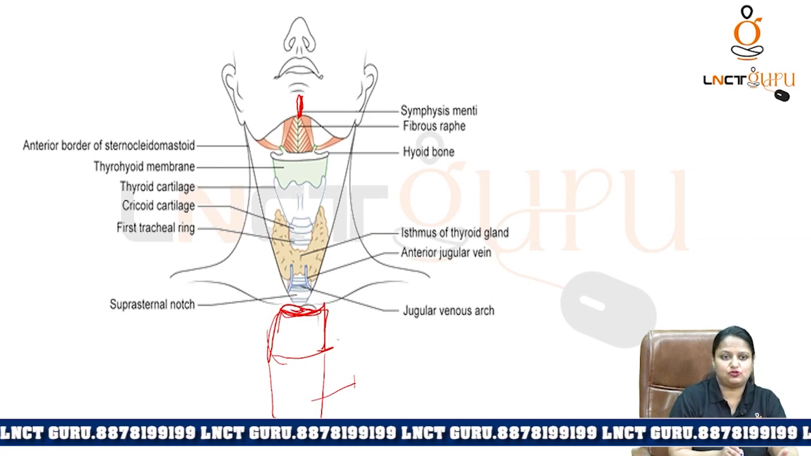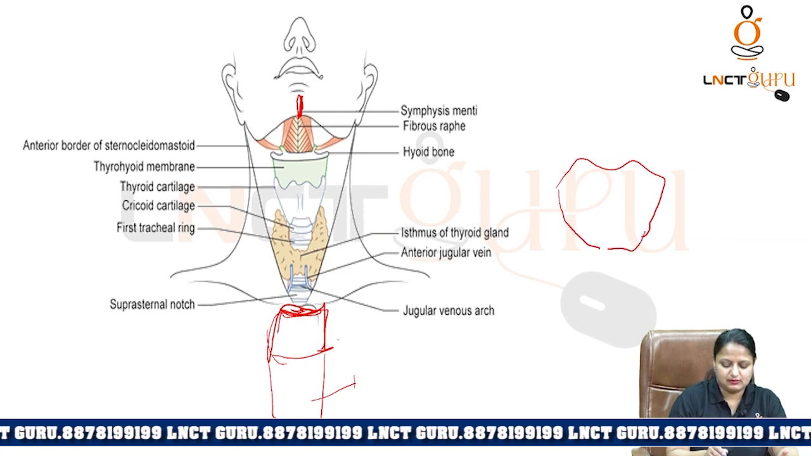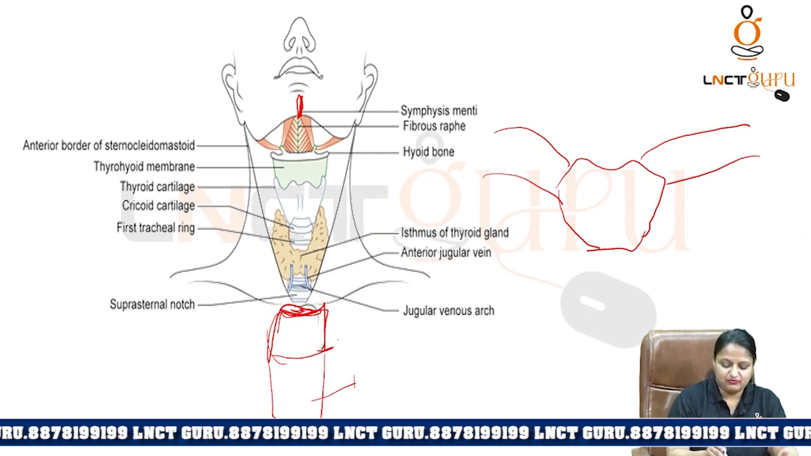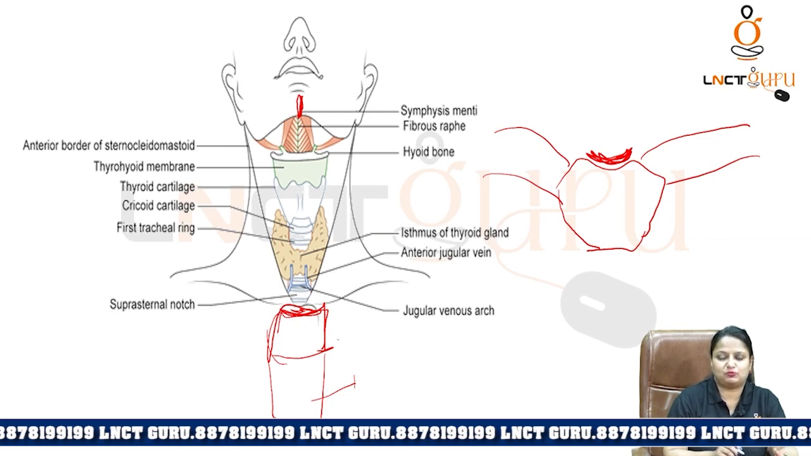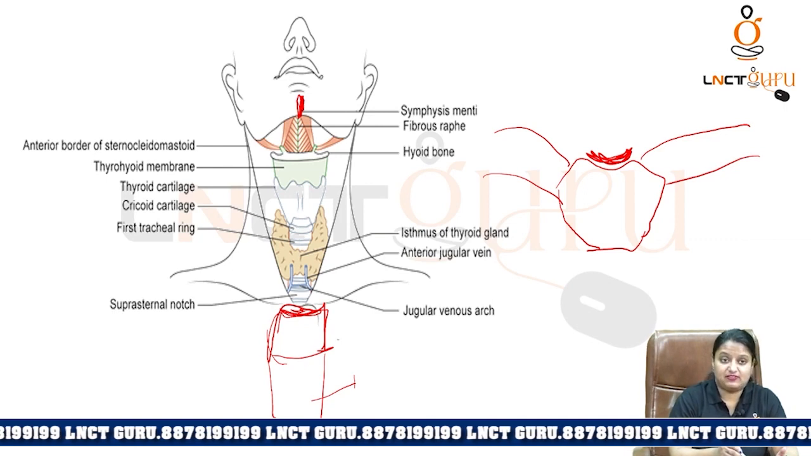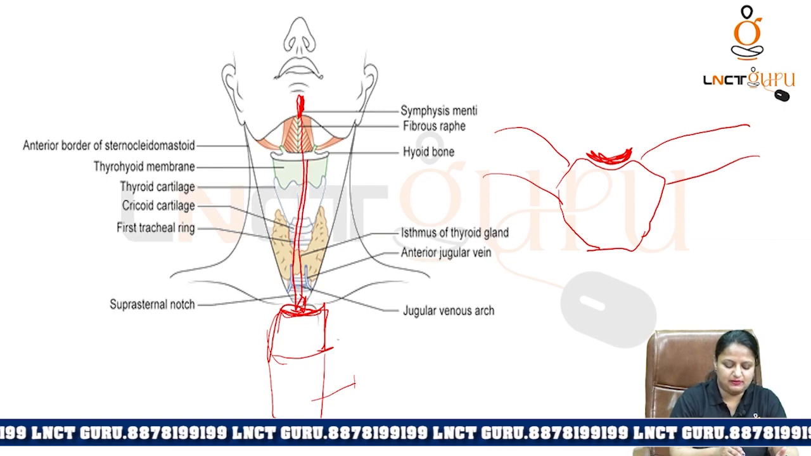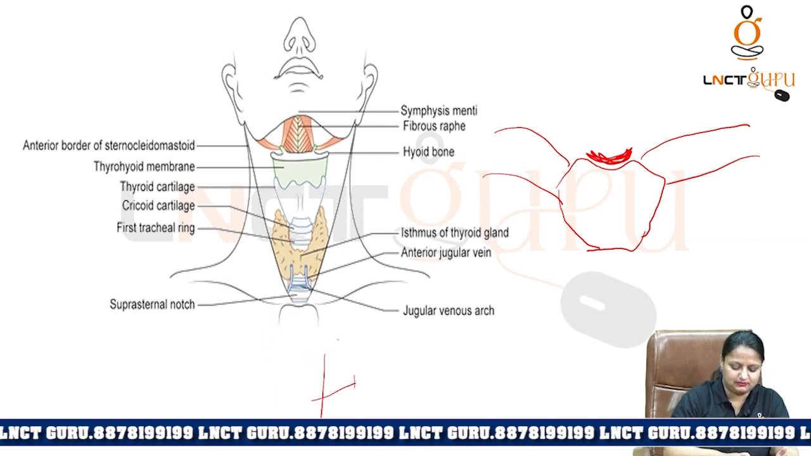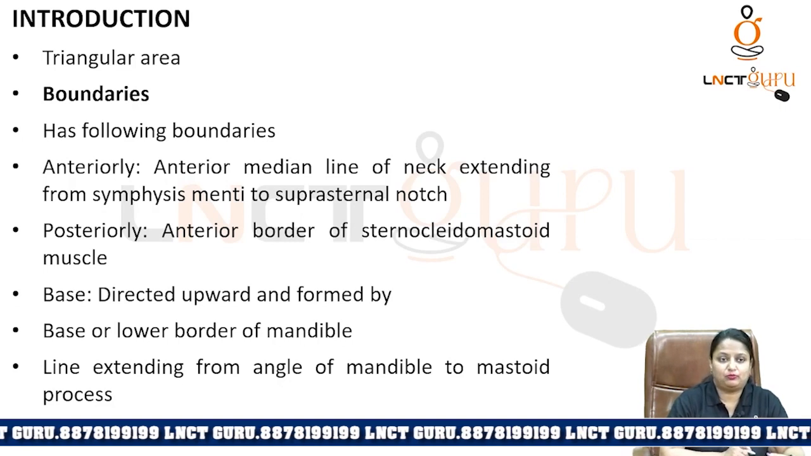What is present here? The suprasternal notch. This is the manubrium, and here we have the clavicle. Above this, the space is called the suprasternal notch. So in the midline anteriorly it is the symphysis menti, and here we have the suprasternal notch. This line is the anterior border. So this was about the anterior border.